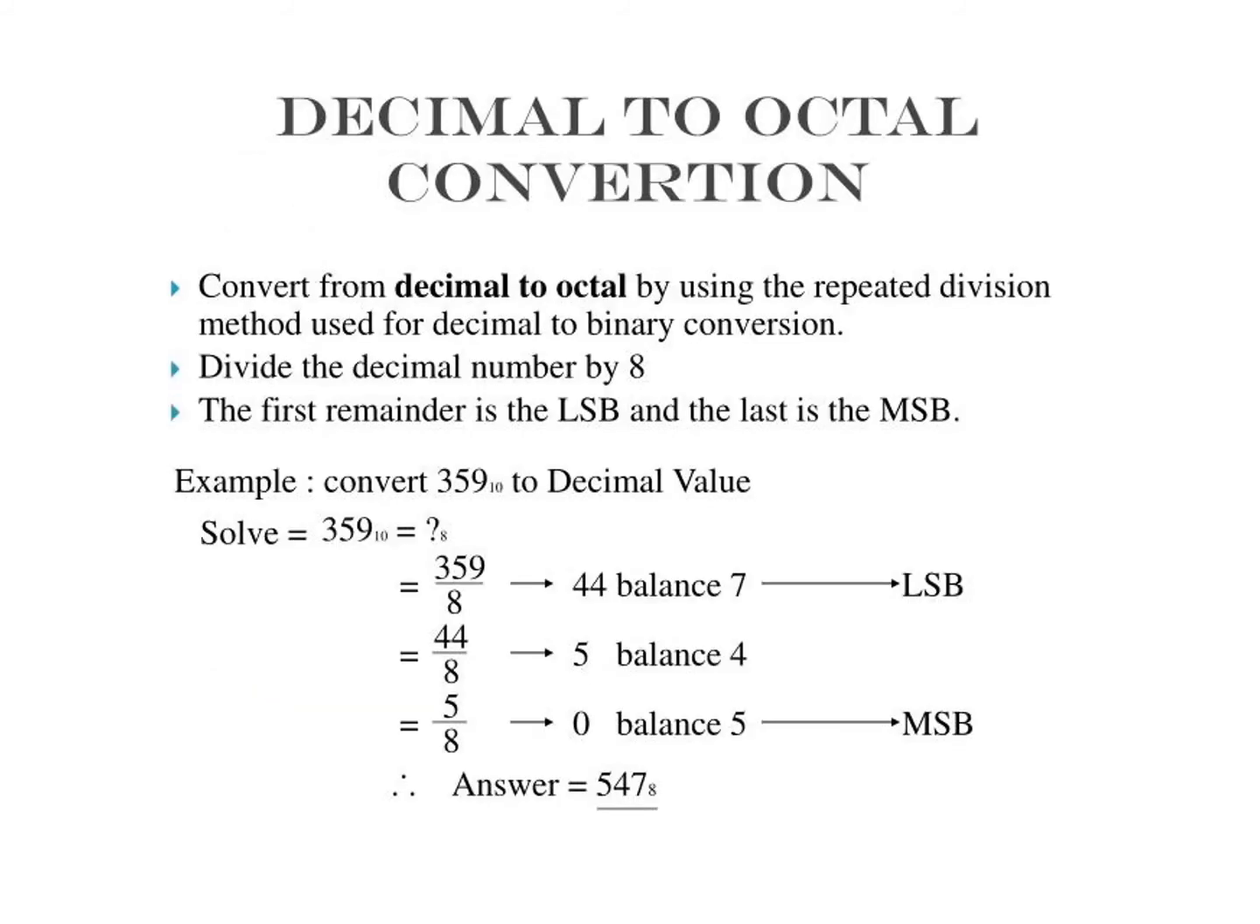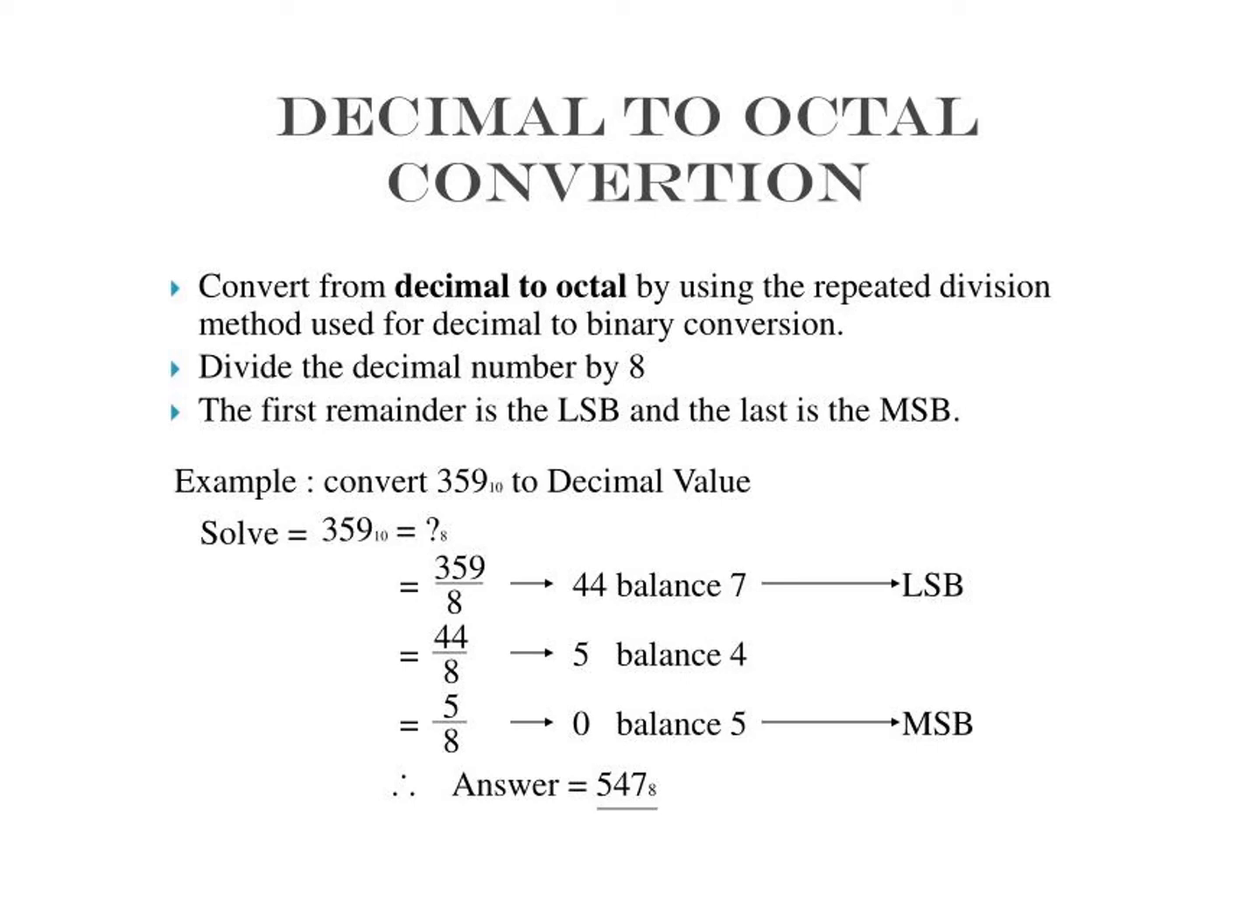Decimal to octal conversion. Convert from decimal to octal by using the repeated division method used for decimal to binary conversion. Divide the decimal number by 8, not by 10. Here we will divide the number by 8. The first remainder is the LSB and the last is the MSB. The same process is followed as we followed in the conversion of decimal to binary.